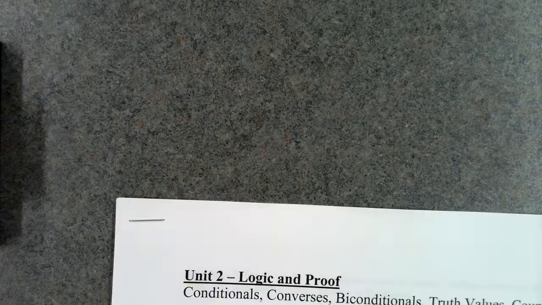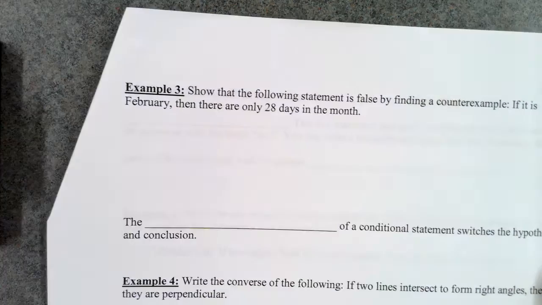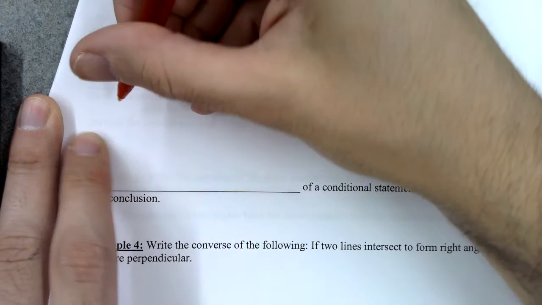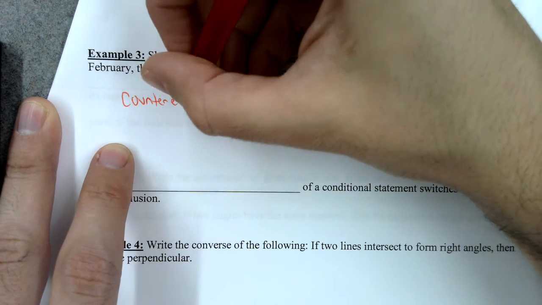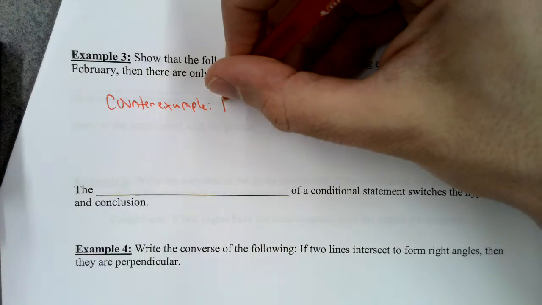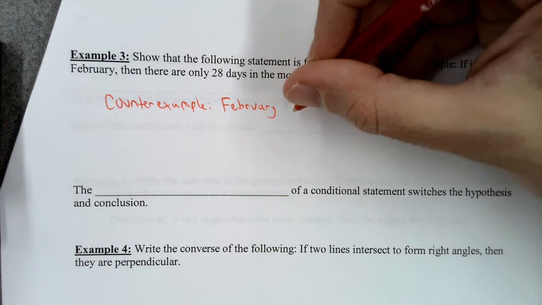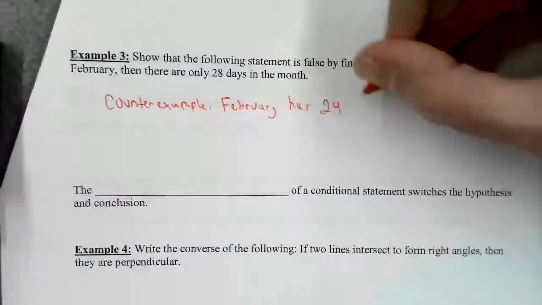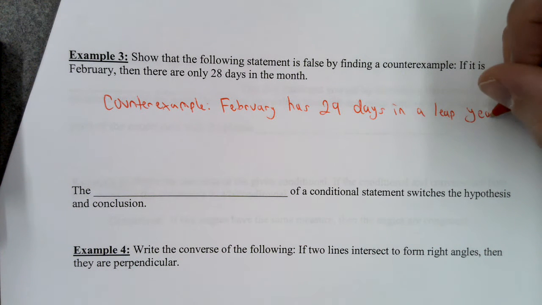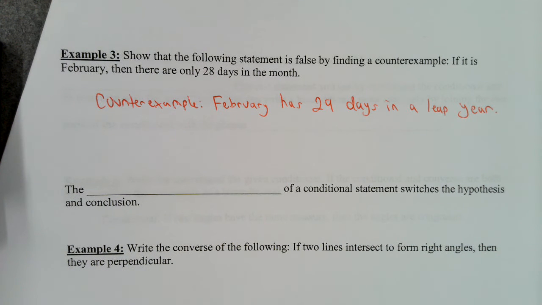Okay? So example 3. Show that the following statement is false by finding a counterexample. Okay? If it is February, then there are only 28 days in the month. A counterexample would be that February has 29 days in a leap year, which was 2020. Counterexample, February has 29 days in a leap year. So that's my counterexample. It makes the hypothesis true, but the conclusion false.